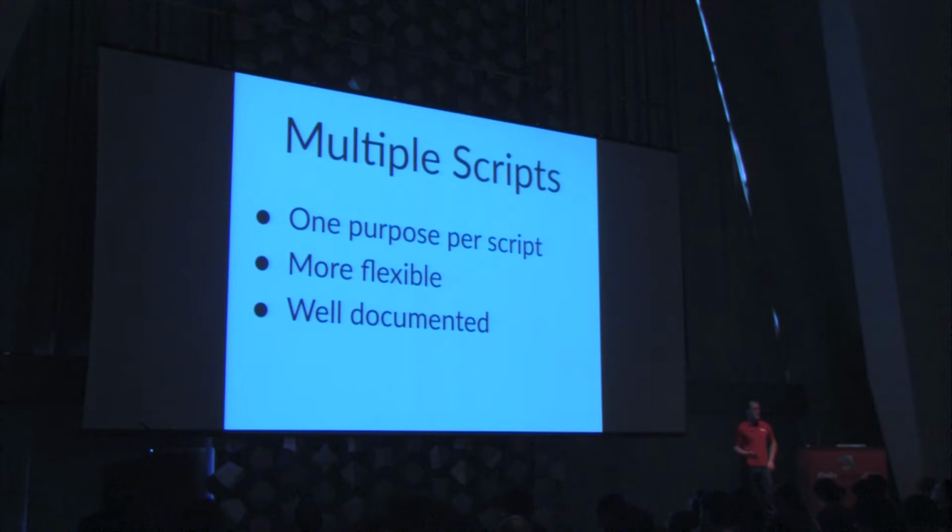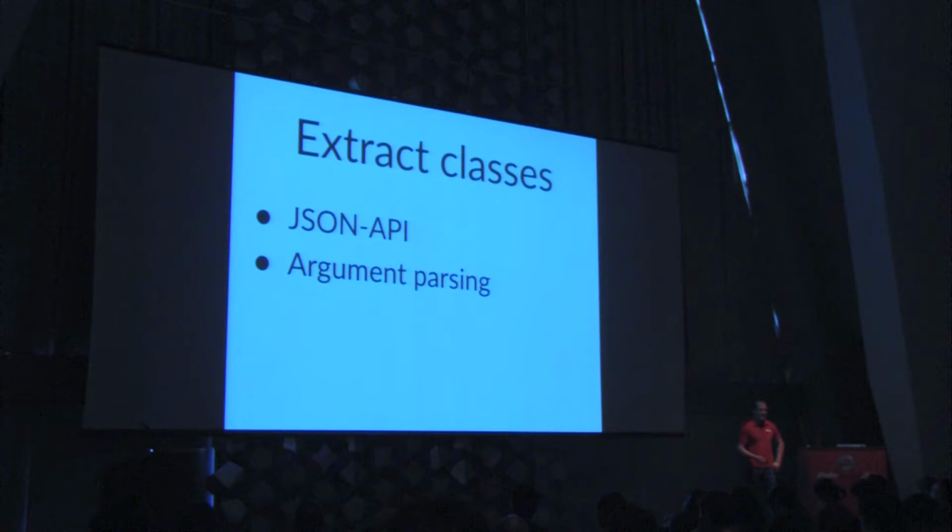And this was more flexible, but I also made a point of making sure the scripts were well documented, so it would be easy to modify the scripts in the future. And finally, I extracted a couple of classes from those scripts for reuse. And this included a basic implementation of the JSON API, as that is our API transport specification, and one for argument parsing using Ruby's option parser, as we have many commands that use many of the same arguments.